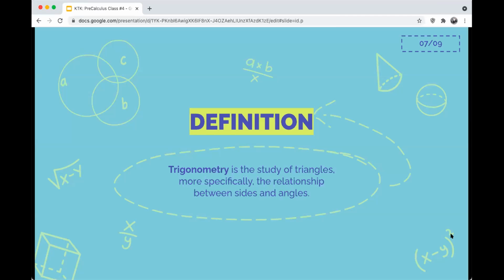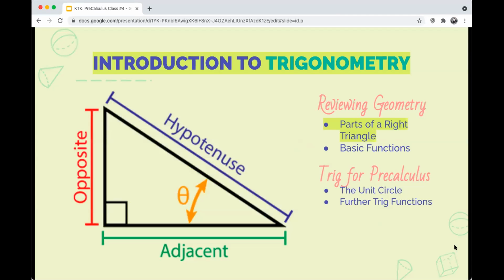So trigonometry is the study of triangles, and more specifically, the relationship between their sides and angles. And for the purpose of this first section, I believe we're mostly going to be studying right angle triangles. So first is parts of a triangle. So we have the opposite, hypotenuse, and adjacent.